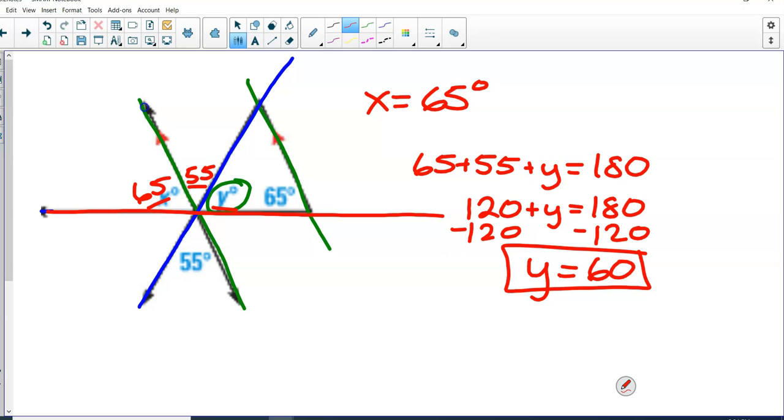Another way you could have done it is knowing with alternate interior angles, this angle would have also been 55. And there you have a triangle, and you know 2 of the interior angles of that triangle. So all 3 would need to add up to be 180. You could solve it that way also.